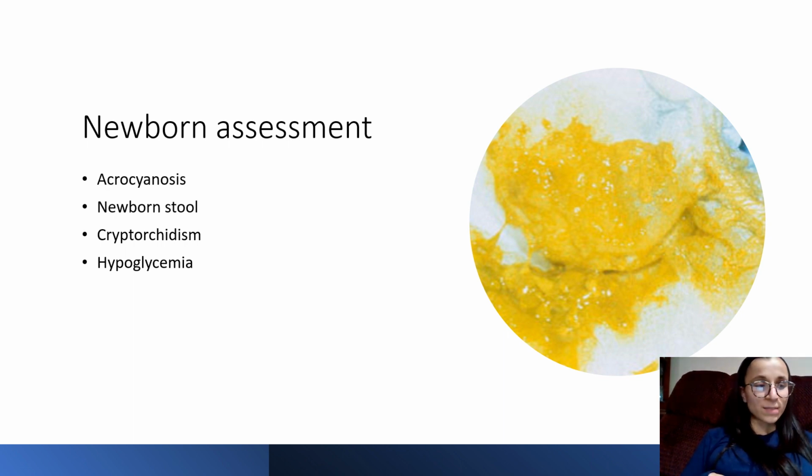Cryptorchidism, however you pronounce that, is basically when the testicles are not descended at birth. This is completely normal and they usually come down by 6 months of age.